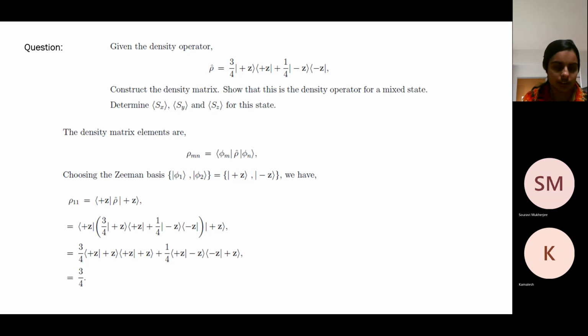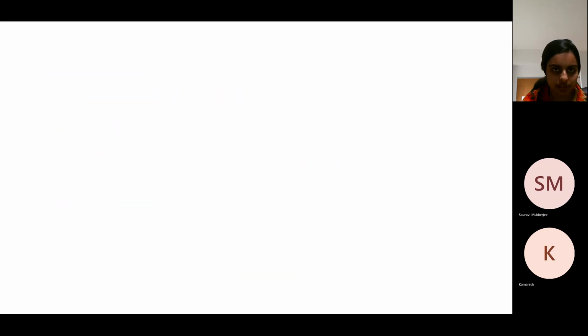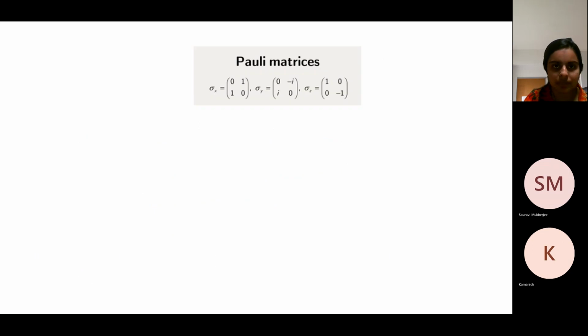Here we have to find the average spin, so for that we have to know the spin matrices. There come the Pauli matrices: sigma x, sigma y, and sigma z. For a spin half particle, this is how the spin matrices go. So you have to write these matrices in terms of your plus z and minus z vectors, right?